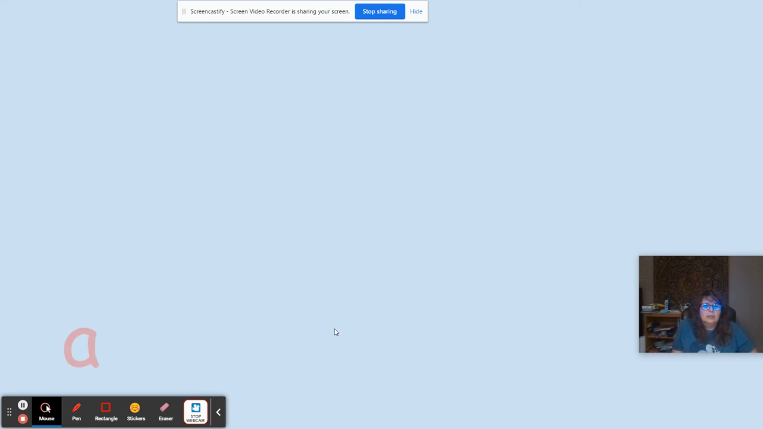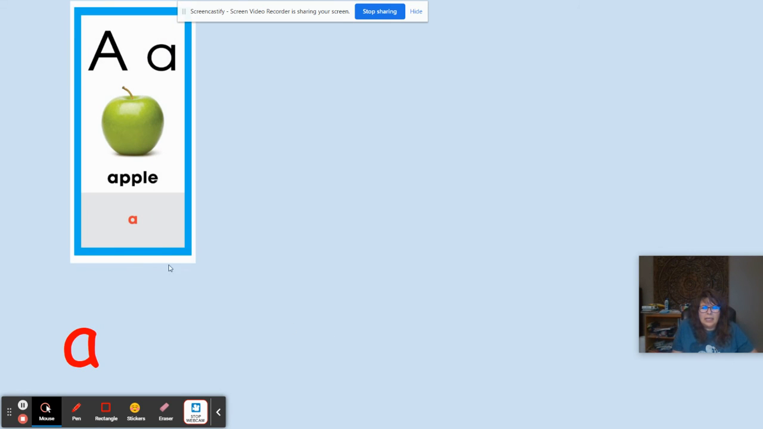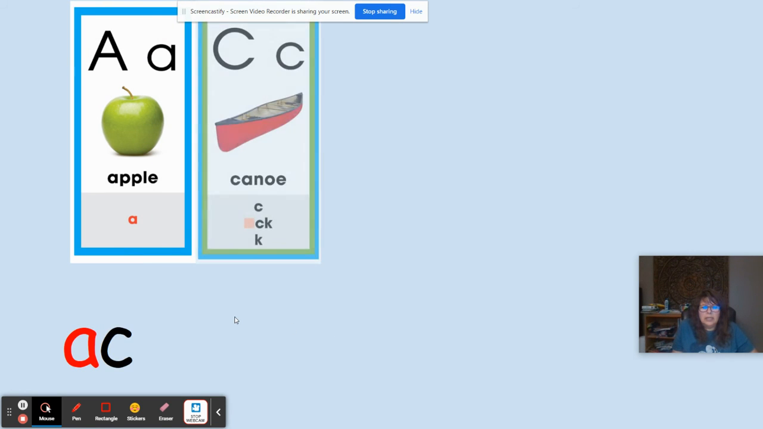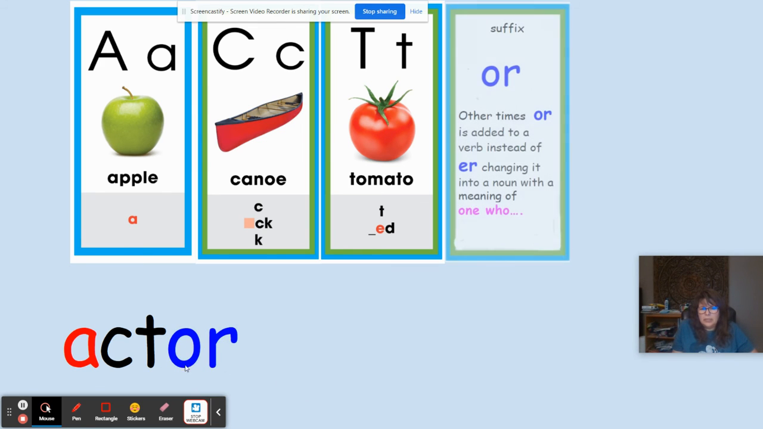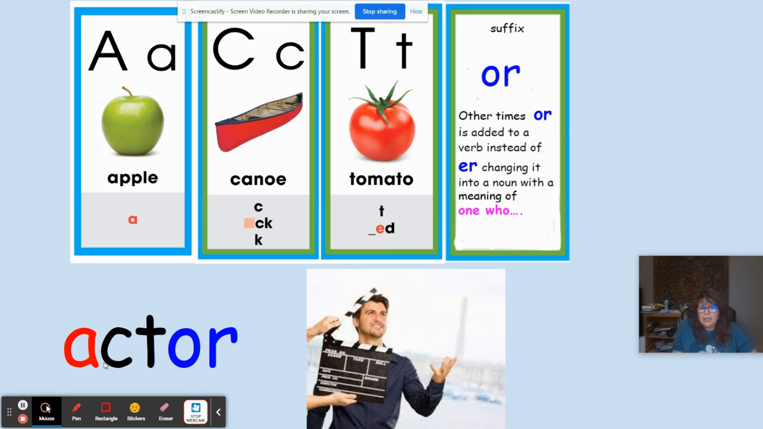A, like an apple. C, like in canoe. T, like in tomato. And the word is act. Now we're going to add the suffix or, which is spelled O-R, and that's someone who acts is called an actor.